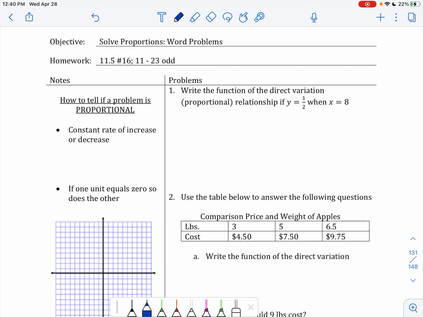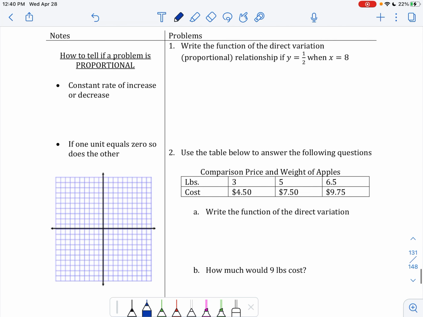So we're going to be looking at 11.5 and a couple of word problems as well as connecting these ideas to our graphs. So get yourself ready for notes, and we're going to talk about solving proportions. Now, how do you tell if something is proportional? What does that mean? So there's two things that you want to be checking for with a proportional problem. And the first one is that it's a constant rate of increase and decrease.